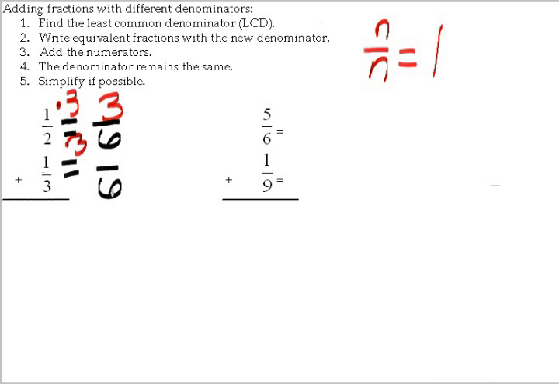We also need to find the equivalent fraction for 1/3. So going from 3 to 6, we're multiplying by 2. So we need to multiply then by 2 over 2. 1 times 2 is 2.